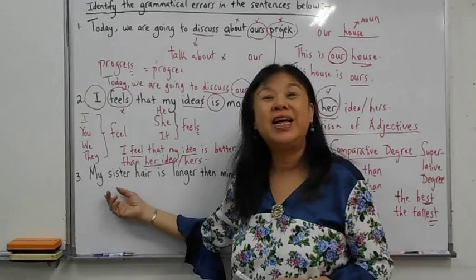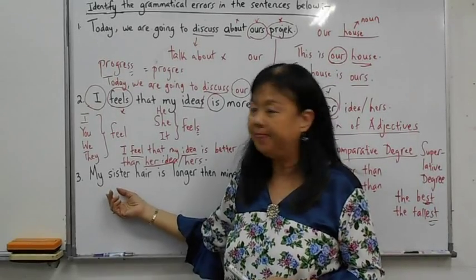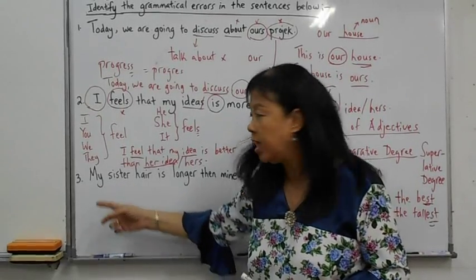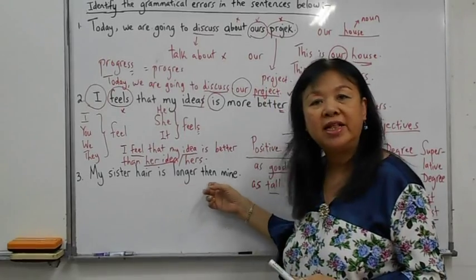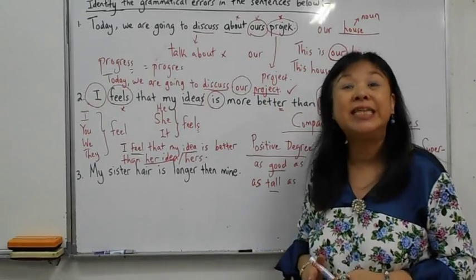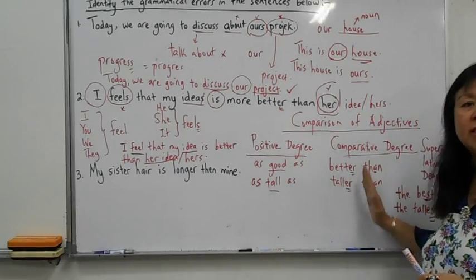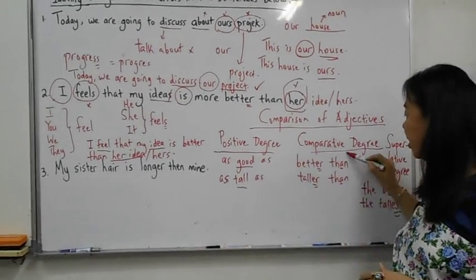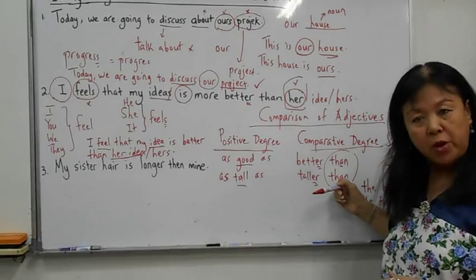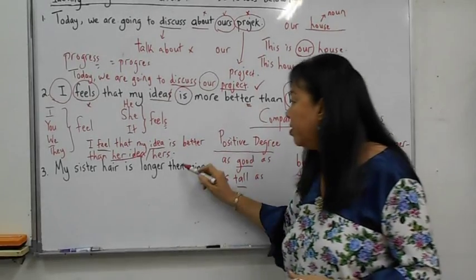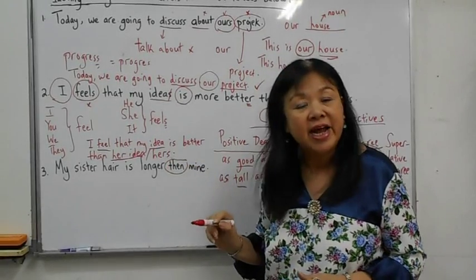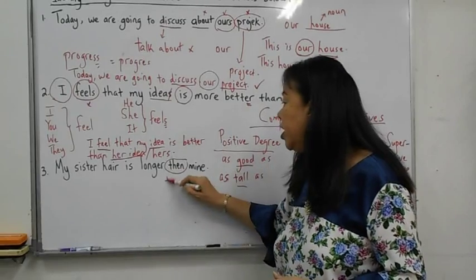Now we move on to the last sentence for this evening. The sentence goes like this. My sister's hair is longer than mine. As I mentioned earlier, when you are comparing two things, animals or things, the word than should be spelled this way, T-H-A-N. Therefore, the first mistake that I can identify here is T-H-A-N.